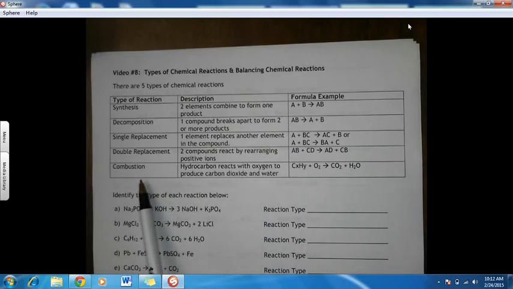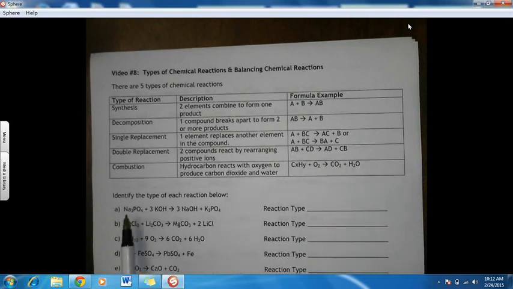Our 5th type is combustion, and this is when we have a hydrocarbon, which is a compound that has carbon and hydrogen. Sometimes it has oxygen, and it reacts with the oxygen to produce carbon dioxide and water. It makes no difference how many carbons, hydrogens, or possibly oxygens are in the hydrocarbon. The products are always carbon dioxide and water.